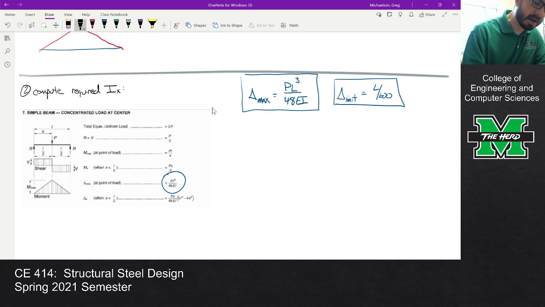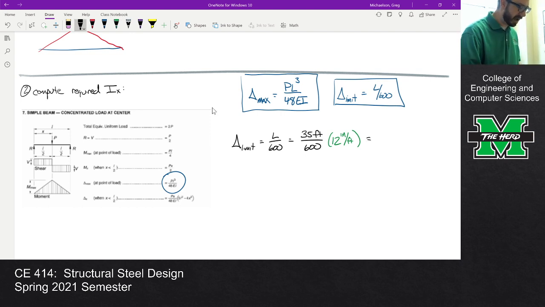Okay, so first off, let's look at the limit. So the limit is L over 600. So that is 35 feet over 600, and this needs to be multiplied by 12 inches per foot. So 35 times 12 divided by 600 is 0.7 inches. So we're not going to let the beam deflect more than 0.7 inches. All right.